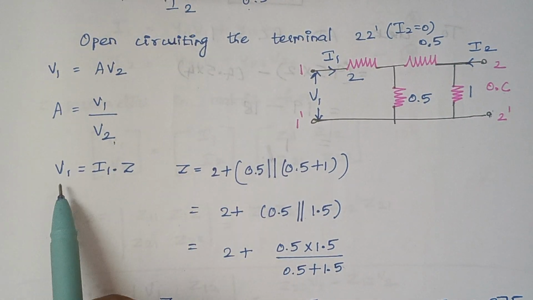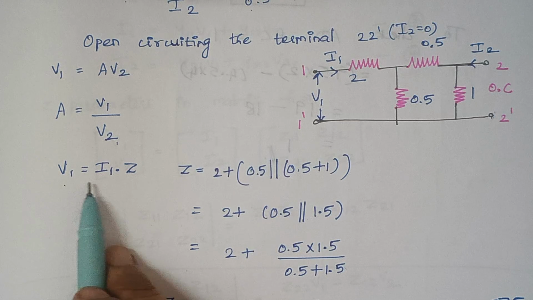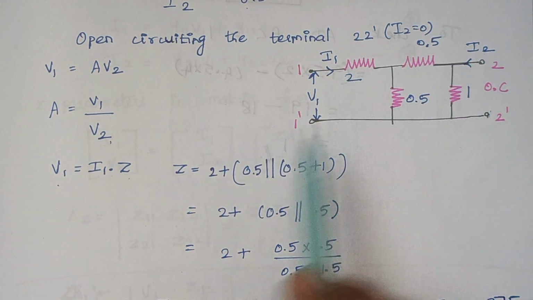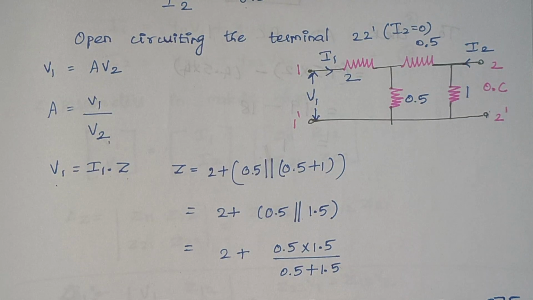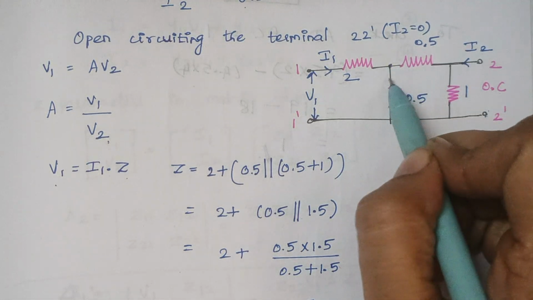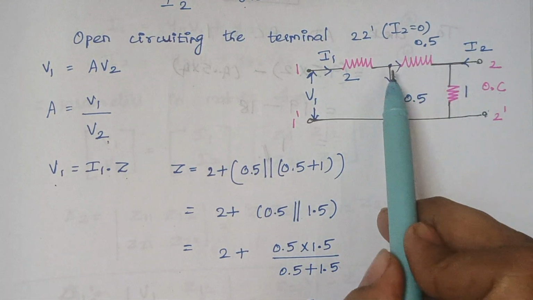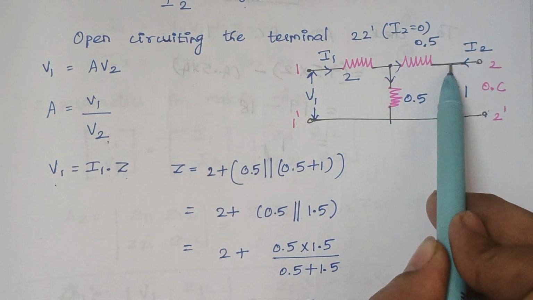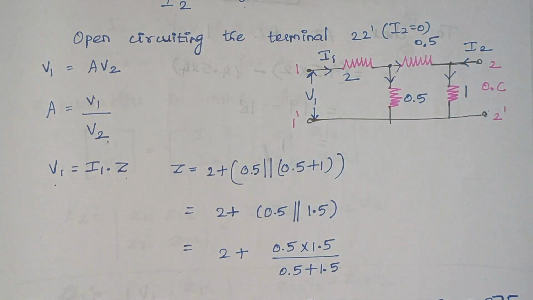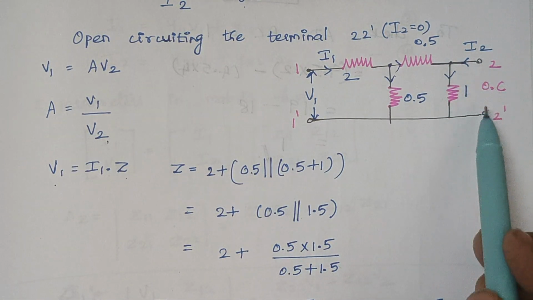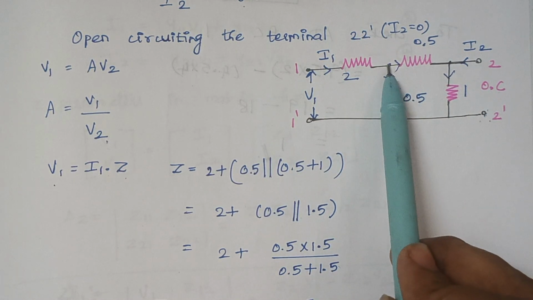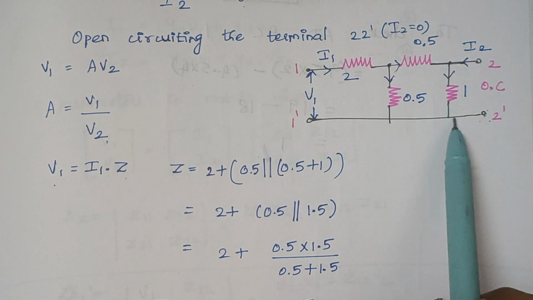So again we have to calculate the value of V1. V1 is given by I1 into Z. So here we have to calculate the total impedance. You see this current, when it reaches this node, gets divided into 2, and again the current flowing through this 0.5 ohm will flow through this 1 ohm. It won't get divided at this node. Why? Because here there is an open circuit. So current will never flow through the open circuit path. Therefore the current flowing through this 0.5 ohm will flow through this 1 ohm.